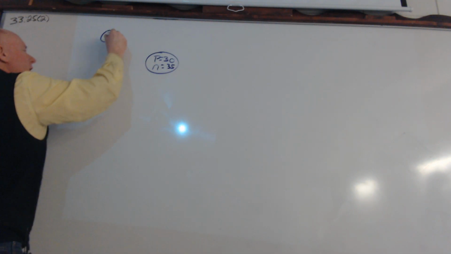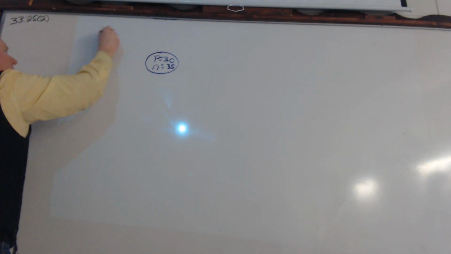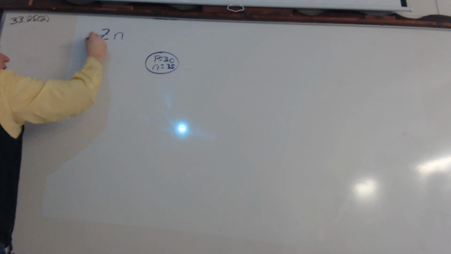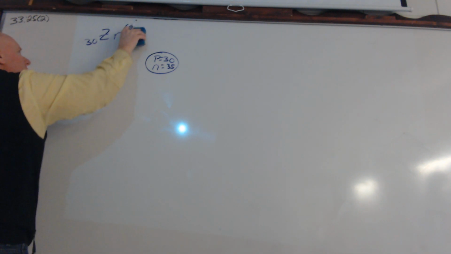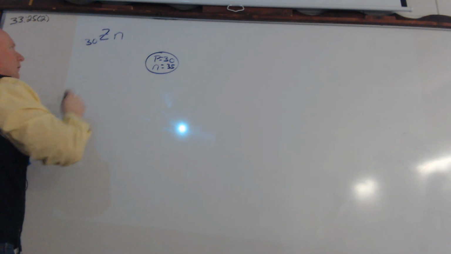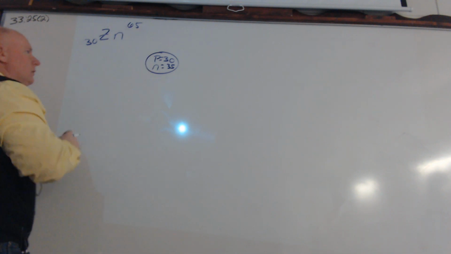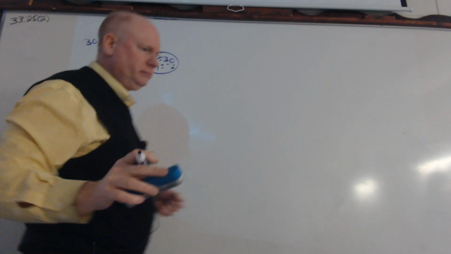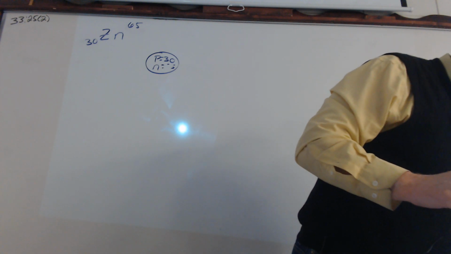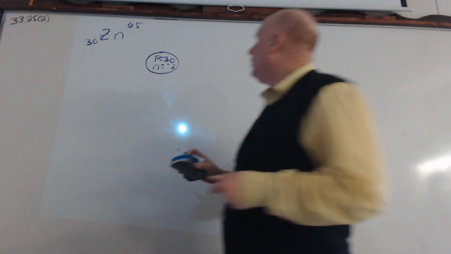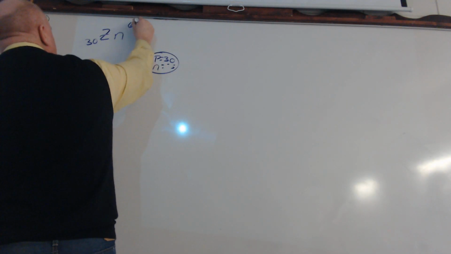Because this is what this is based off of. This one is 30, this one's 65. You subtract the two. Oh yeah, it was 65. 30 from 65 gives you, yeah, so 65, that would give you 35.